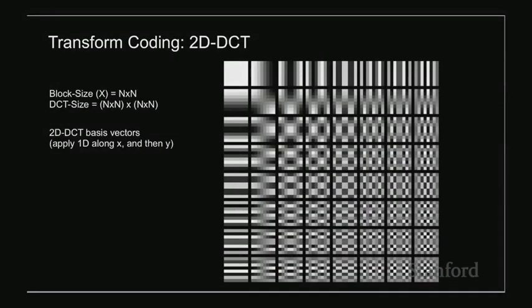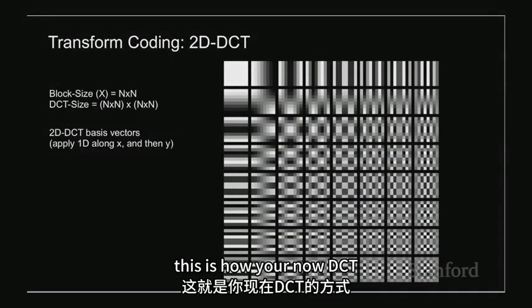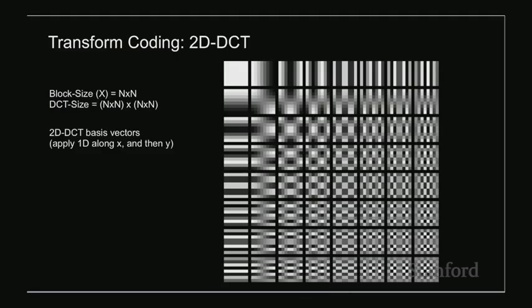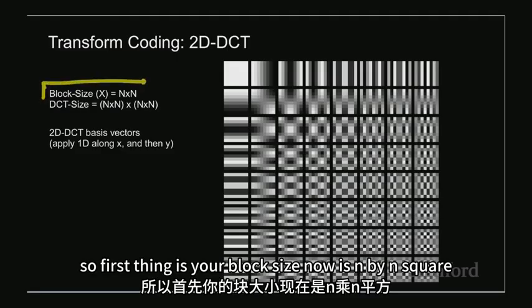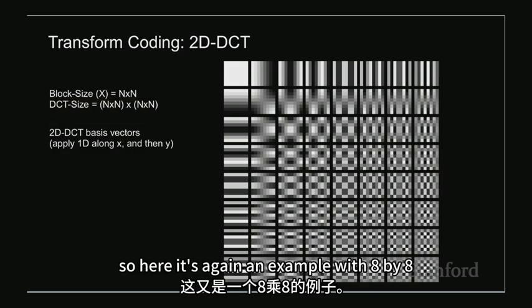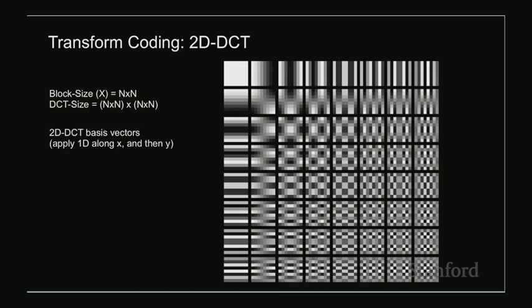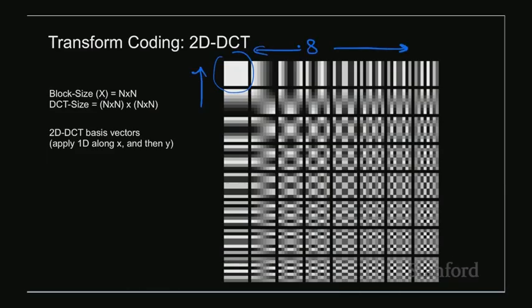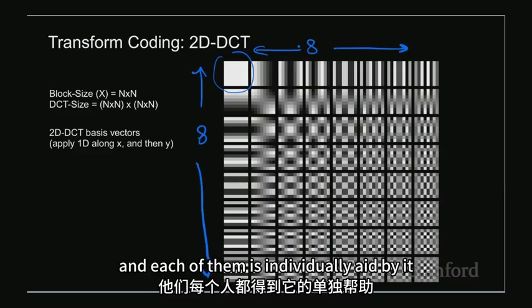And this is how your DCT transform matrix looks for the 2D DCT transform. So first thing is your block size now is n by n square. So your DCT matrix is n square times n square, which we just saw. Here it's again an example with 8 by 8. So this is your first transform, and you have basically an 8 by 8 matrix, and each of them is individually 8 by 8.